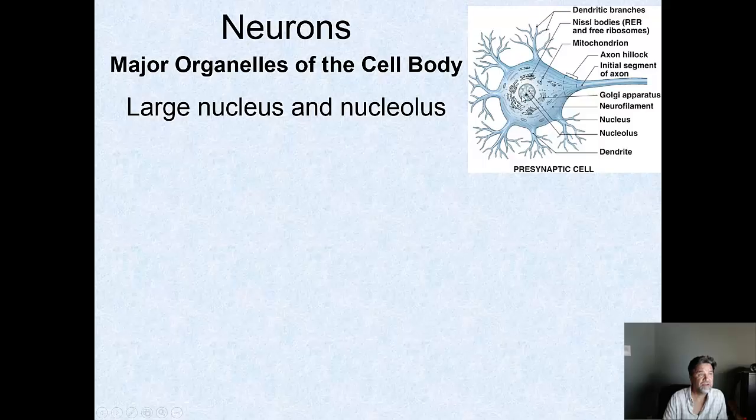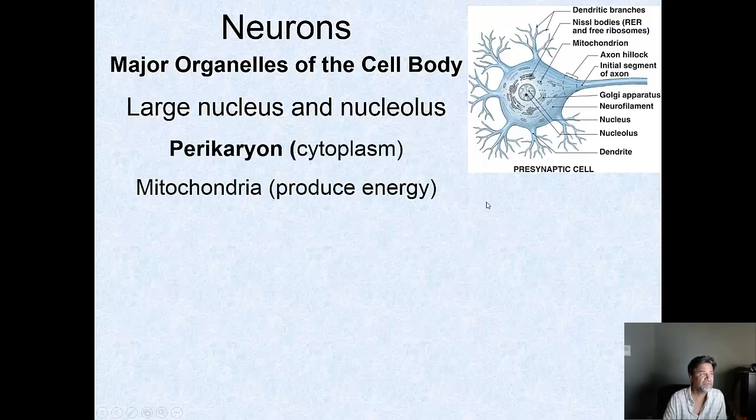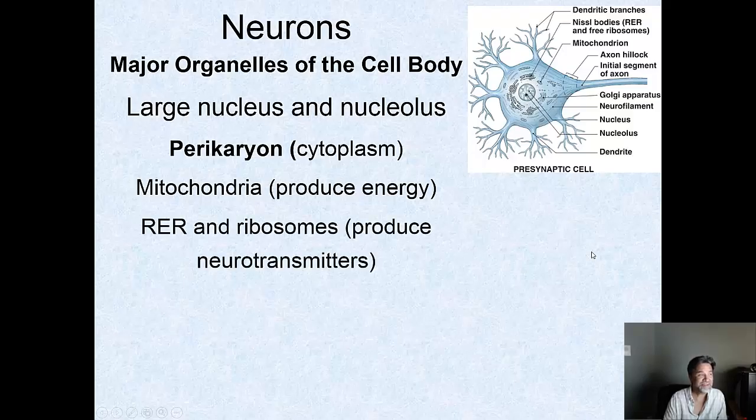Certainly very distinct is this incredibly large nucleus. And whenever you see large nuclei in cells, you know there's a lot of protein formation going to be going on, a lot of gene transcription and so forth. And there's a huge dark spot, that's the nucleolus, don't forget. The cytoplasm we'll call the perikaryon. I won't use that term too much. Of course it has mitochondria out here in the cytoplasm or perikaryon to produce energy.